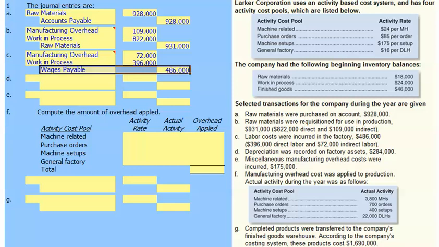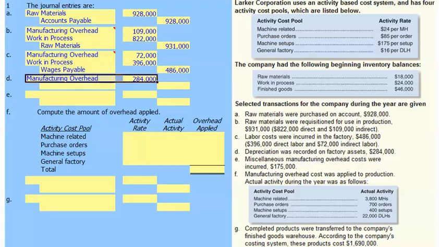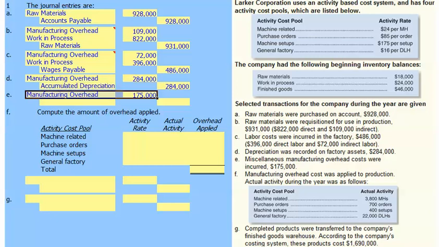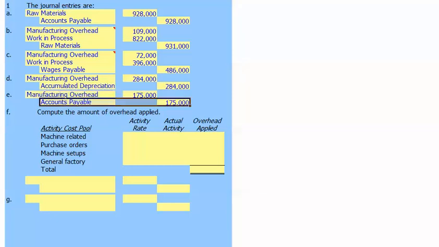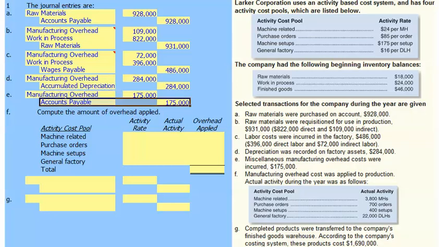Item D, depreciation was recorded on the factory assets of $284,000. This will be recorded as a debit to manufacturing overhead and a credit to accumulated depreciation. Letter E, we're told miscellaneous manufacturing overhead costs were $175,000. This is a debit to manufacturing overhead and a credit to accounts payable.